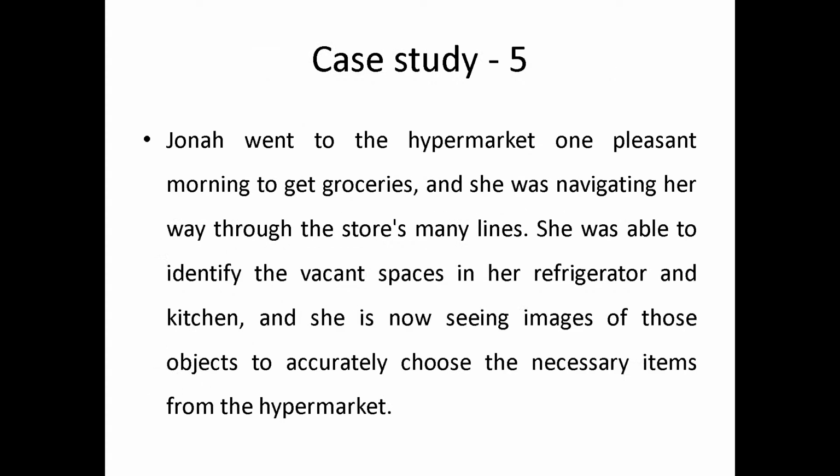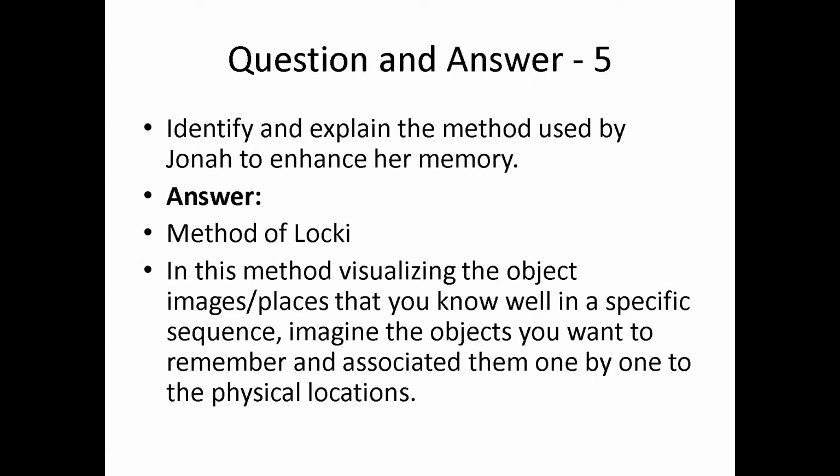Jonah went to the hypermarket one pleasant morning to get groceries, and she was navigating her way through the stores, many lines. She was able to identify the vacant spaces in her refrigerator and kitchen, and she is now seeing images of those objects to accurately choose the necessary items from the hypermarket. This is taken from memory, chapter 7. From human memory, we took this case study for you. Identify and explain the method used by Jonah to enhance her memory here.